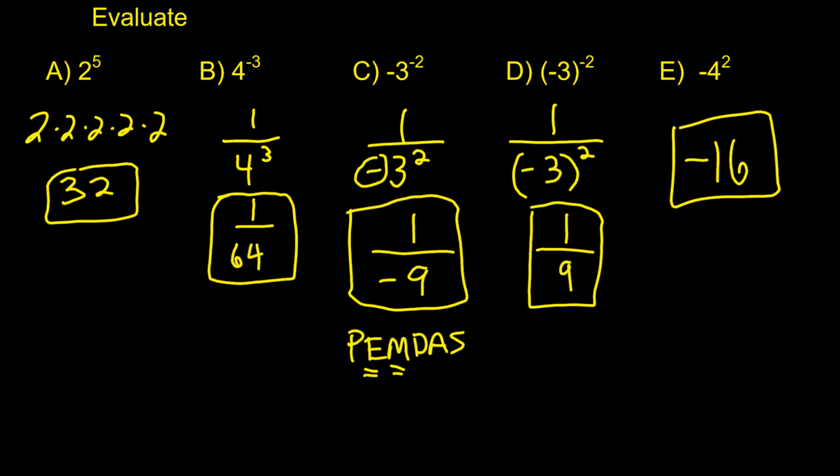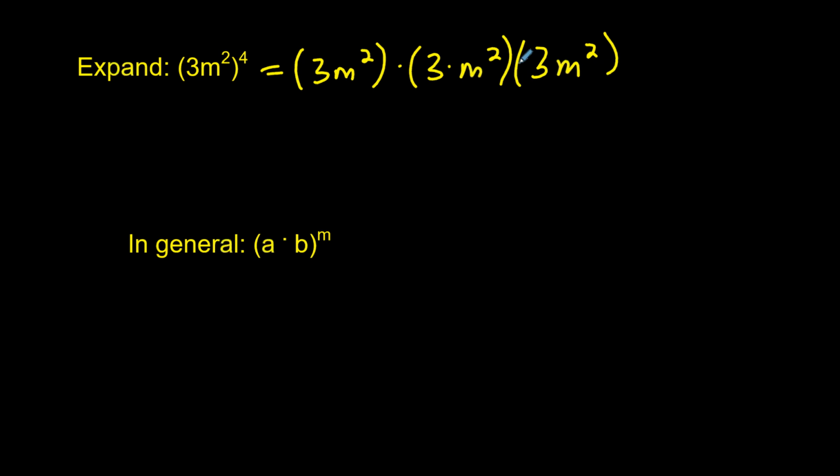Okay, so we've got some exponent properties. What we're going to do is one practice problem, and then we're going to generalize what's happening here. And so if I expand this out, it's 3m squared to the 4th, so we're going to write 4 of those. 3m squared, 3m squared, times 3m squared. And so I have a bunch of stuff just multiplied together.